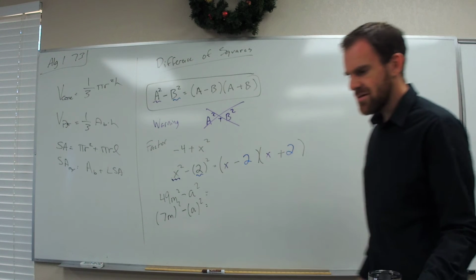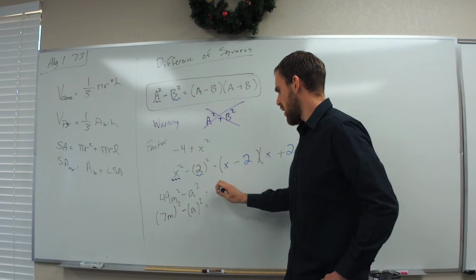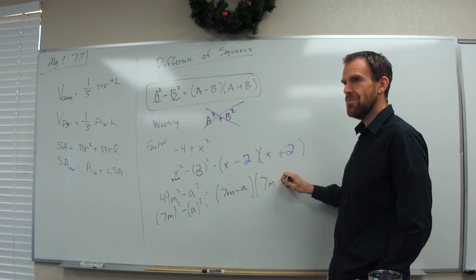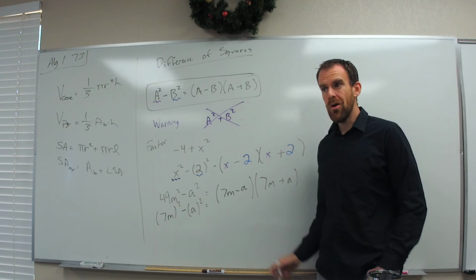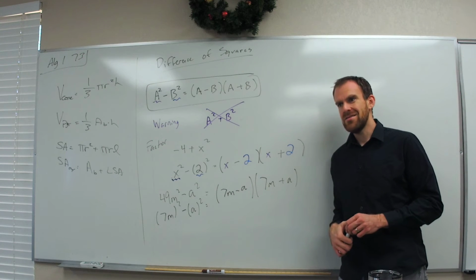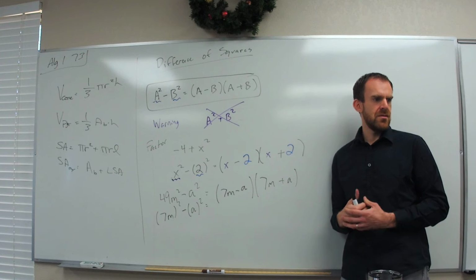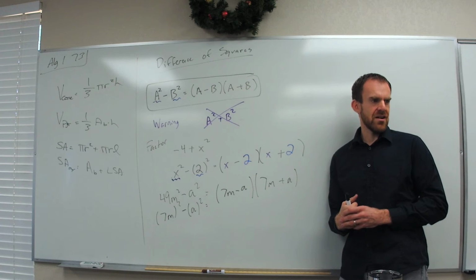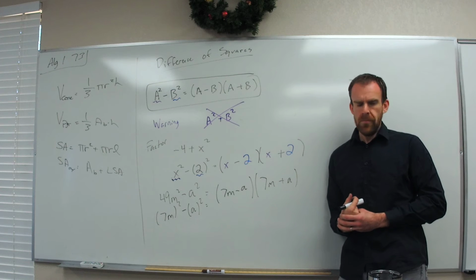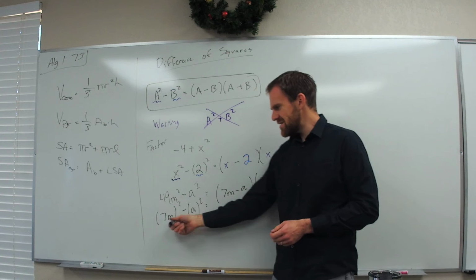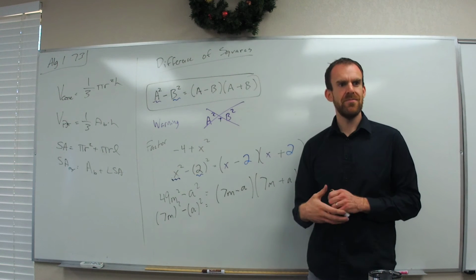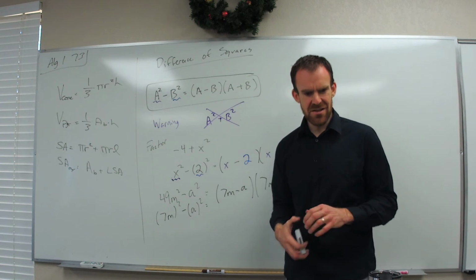Acceptable answers are 7m minus a times 7m plus a. Or you could switch the order. That's fine too. So it could be 7m plus a times 7m minus a. Is it this? If not, it is not correct. I put the opposite. I put a minus 7m. It's not supposed to. No, the first one has to stay the first one. Why? Because that's the formula. Otherwise your formula doesn't work.